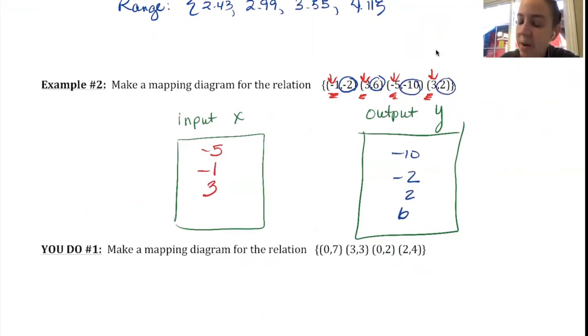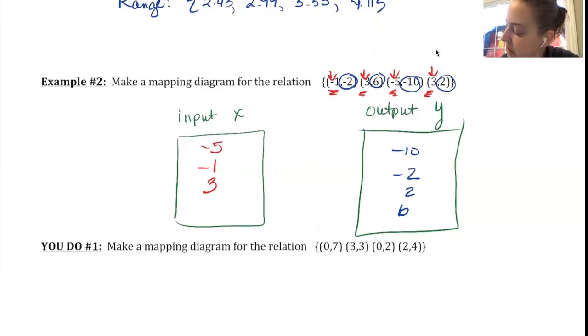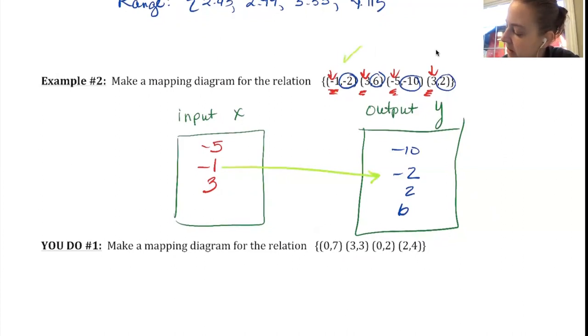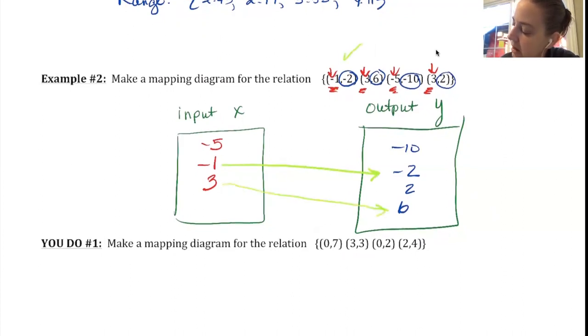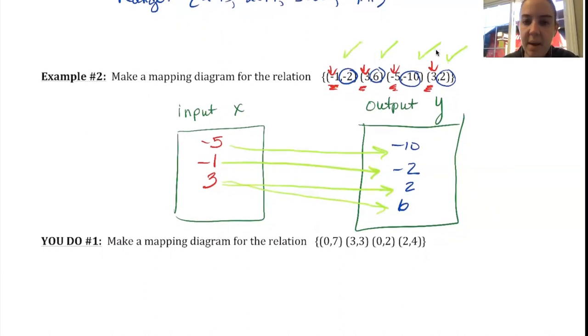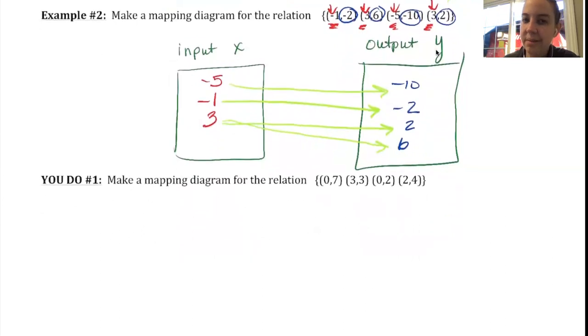All right, so now we have to draw arrows to match them up. Let's use this color green. So -1 matches with -2. So we draw an arrow all the way across. Check. 3 matches with 6. Check. -5 matches with -10. Check. And 3 matches with the 2. So now I have to reuse this 3, and that's perfectly fine over here with the 2. Done. Good job. Now, why don't you take a second, you try to make a mapping diagram for the relation.